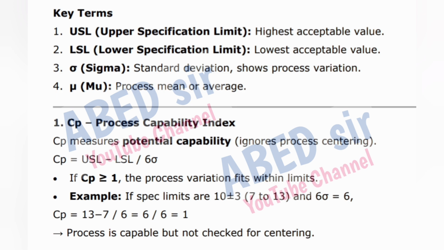If CP is greater than or equal to 1, the process variation fits within limits. Example: if spec limits are 10 plus or minus 3, so 7 to 13, and 6 sigma is equal to 6, then CP is equal to (13 minus 7) divided by 6, which is 6 divided by 6 equals 1. The process is capable but not checked for centering.